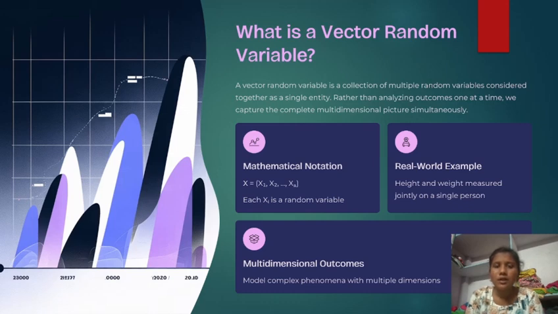Mathematical notation. Here the random variable is represented as capital X, which contains multiple random variables, represented as x1, x2, and so on up to xn. Each xi is a random variable, where n is the number of random variables. In a real-world example, height and weight are measured jointly on a single person. Multidimensional outcomes model complex phenomena with multiple dimensions.